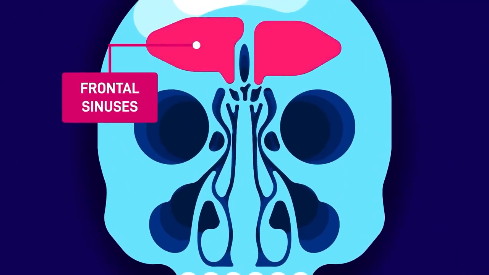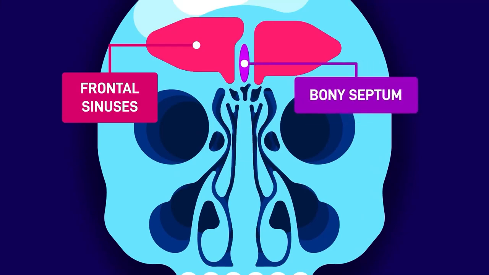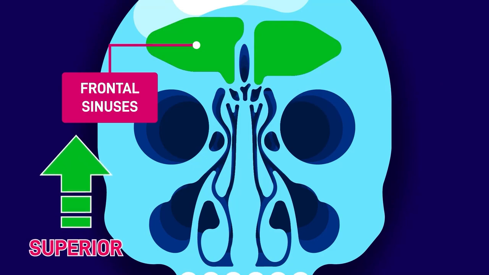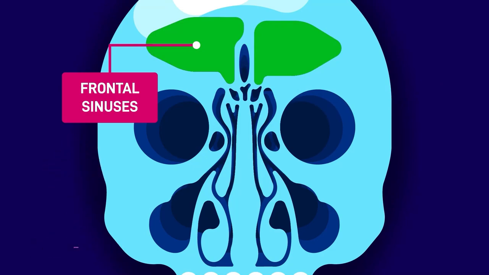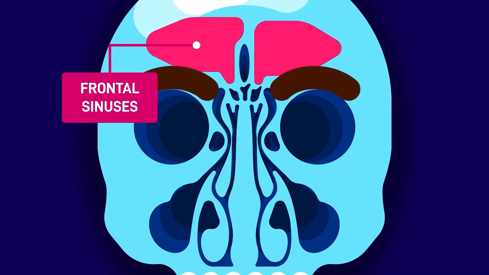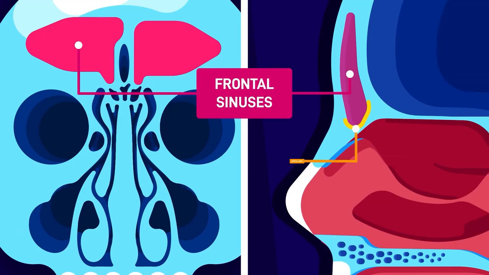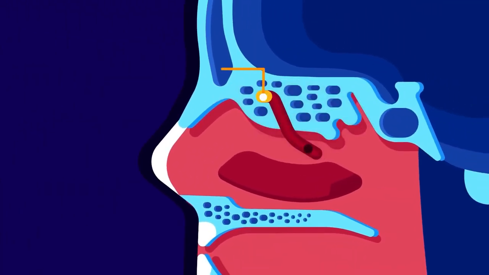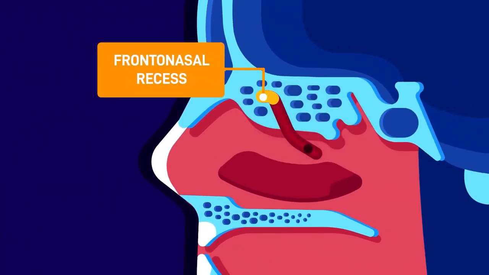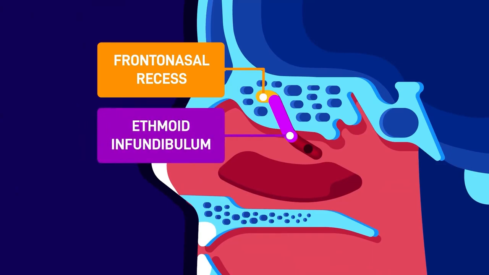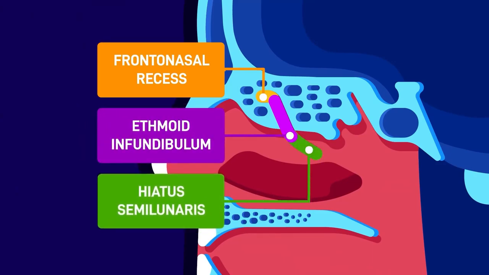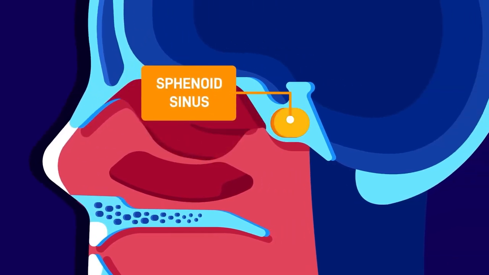Frontal sinuses. The two frontal sinuses are separated from each other by a bony septum. They are the most superior of the paranasal sinuses and are roughly triangular in shape and rarely symmetrical, extending upward above the medial end of the eyebrow and backward into the middle part of the orbital roof. It drains via the frontonasal recess, which leads into the ethmoid infundibulum, which then leads into the hiatus semilunaris in the middle meatus.